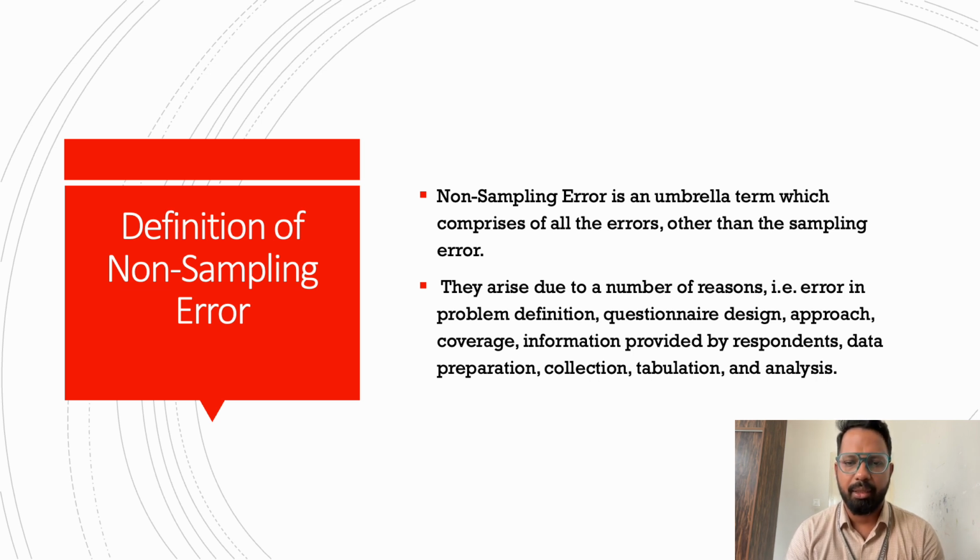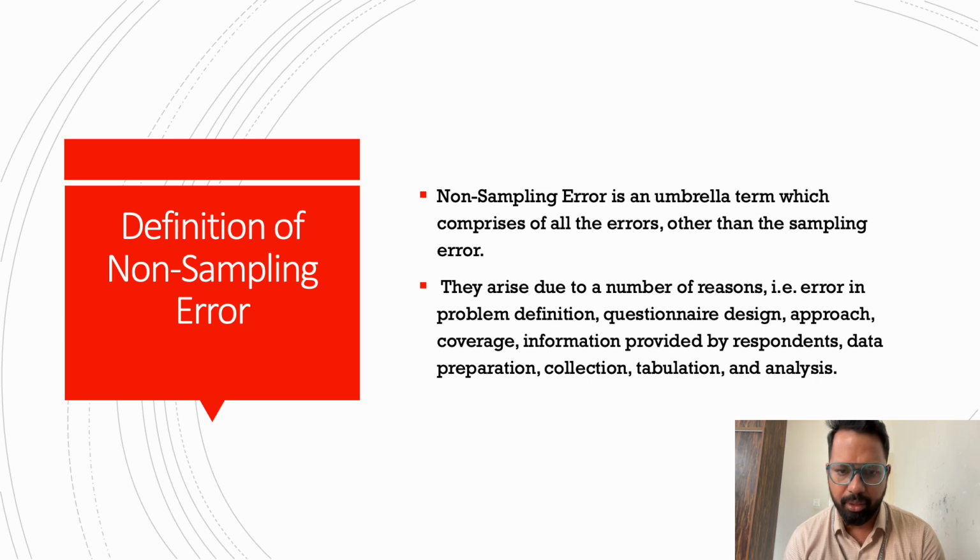Now we will define non-sampling error. Non-sampling error is an umbrella term. It is used for any error that occurs other than sampling error. Whatever error occurs other than sampling error, we can put as non-sampling error. That's why it is termed an umbrella term.